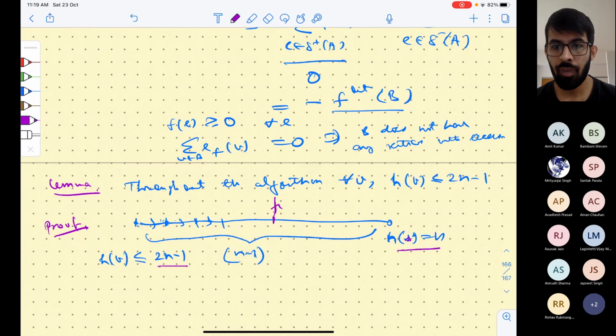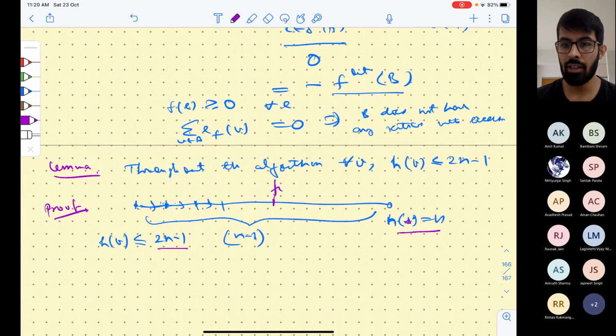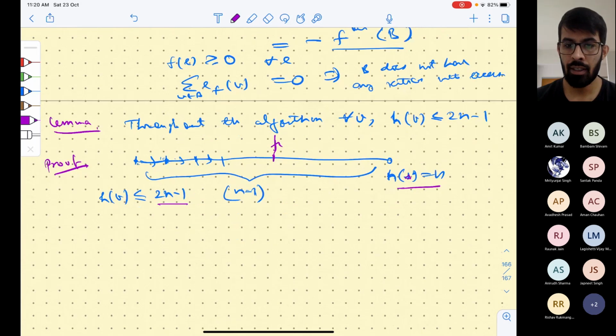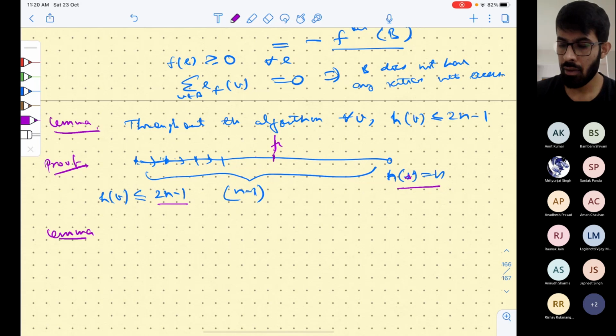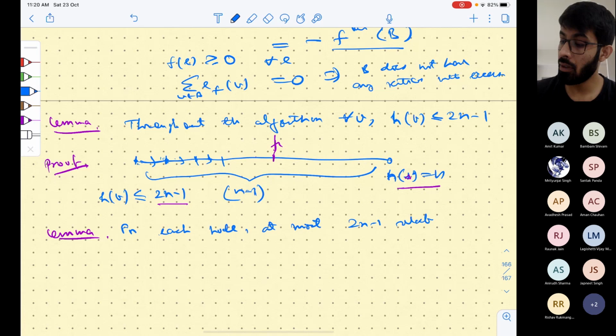Any question? Okay, now this immediately gives the bound on the relabel operation. Why? For each node, at most 2n minus 1 relabel operations. So in total, order n square.